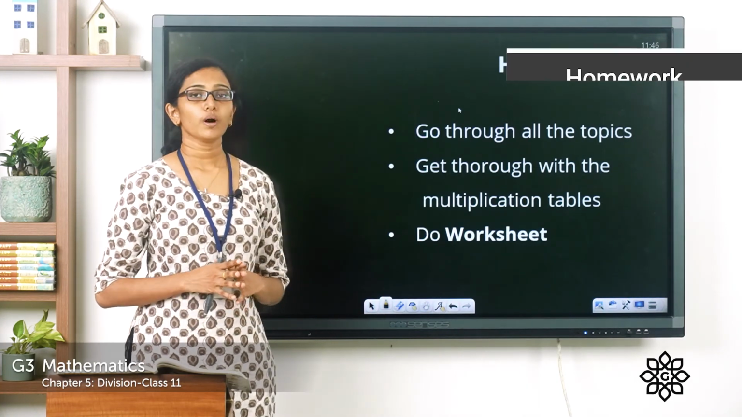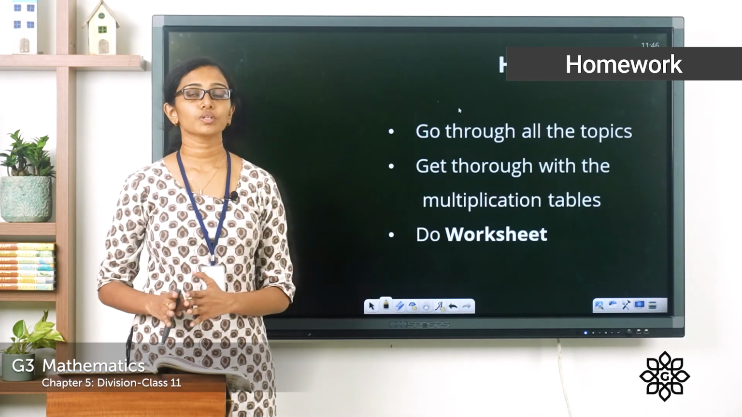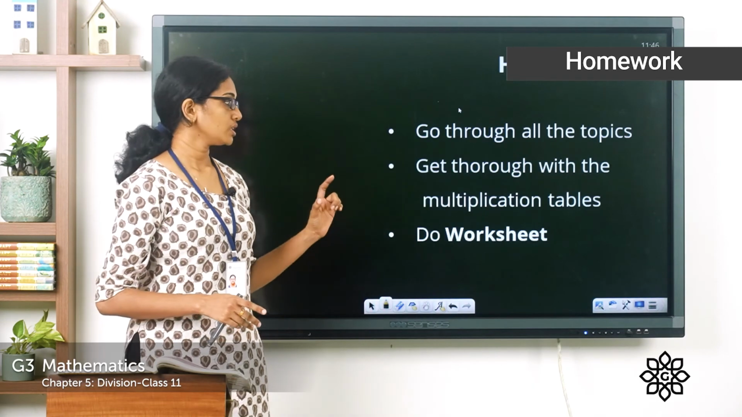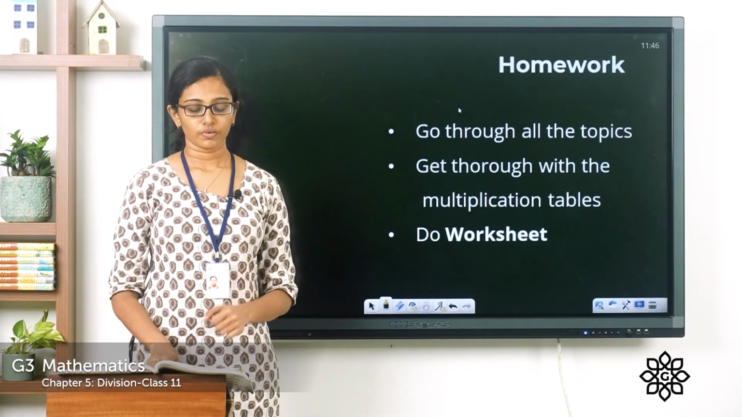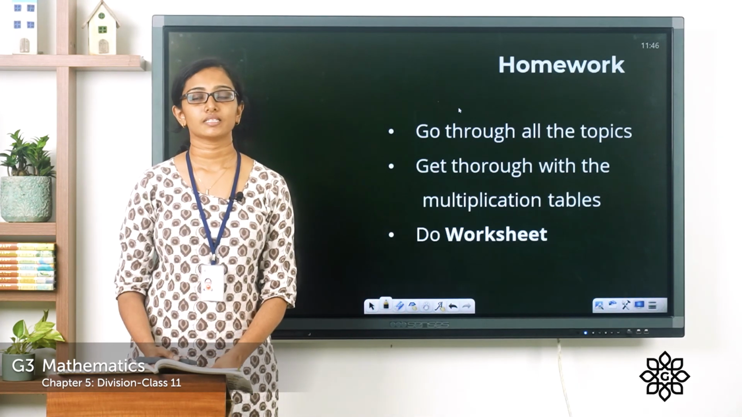Now, you have a worksheet given on page number 82 of your textbook. Once you go through the topics that you learned in this chapter and also the revision station, you have to do the worksheet on page number 82 from your textbook. So once you're done with that, you can take a picture and send it to us through Teams.